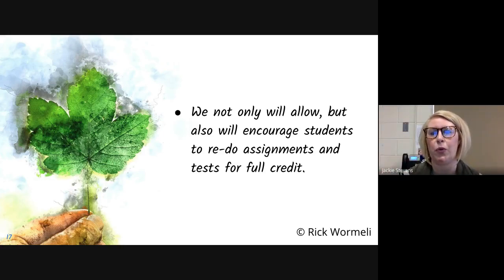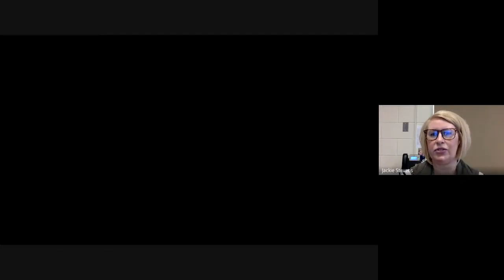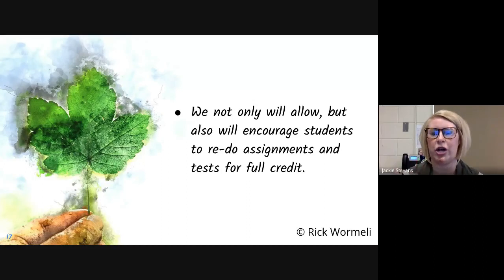So why we still have this practice in K-12 education of either not allowing redos or not allowing them for full credit is a little bit of a mystery to me. And I think it's something that we need to start reconsidering and trying to move forward with.